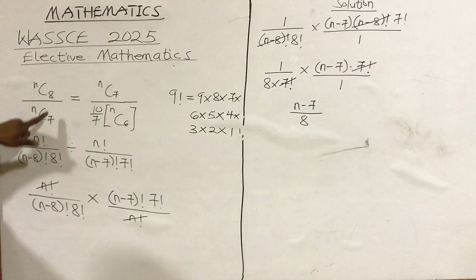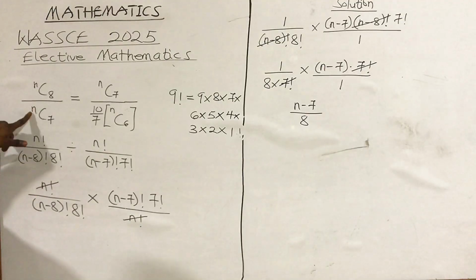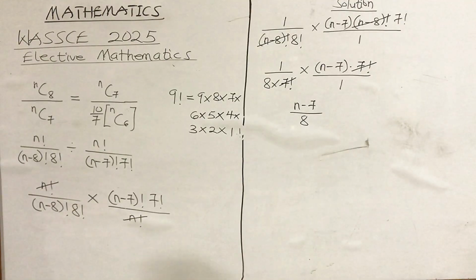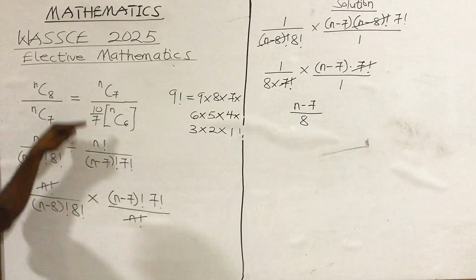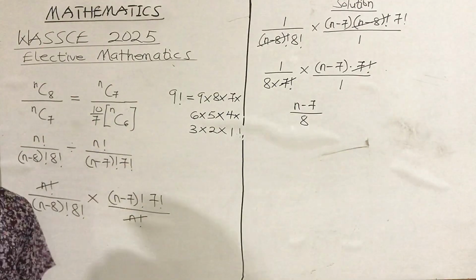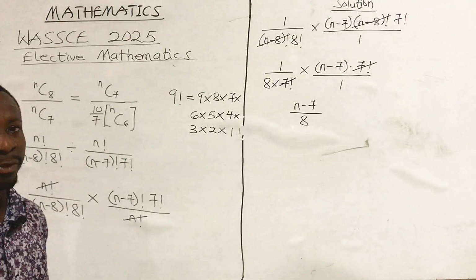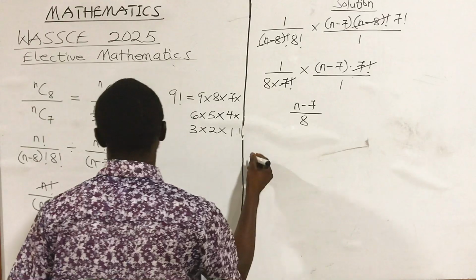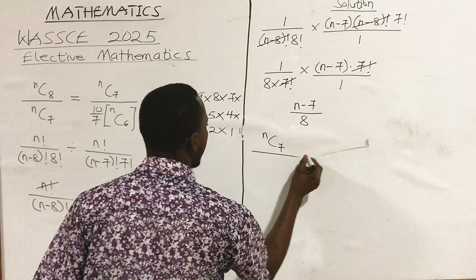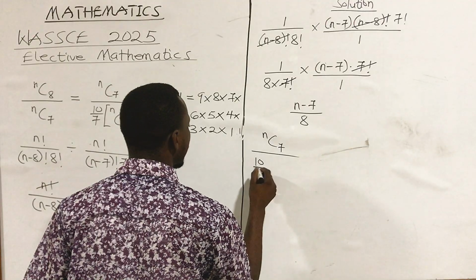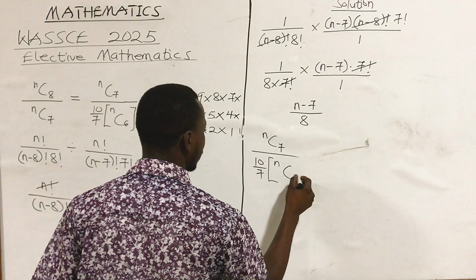That is nC8 dividing nC7. So this time we are going to deal with nC7 also dividing (10/7) multiplying nC6. So now we are moving on. We have nC7 all over (10/7) multiplying nC6.